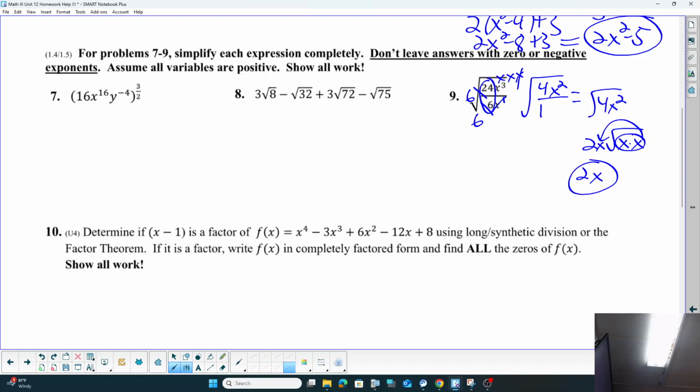Don't forget for number 8 to pull out the perfect square. So the perfect square could be like 36 times 2, for example. Or maybe it could be what?